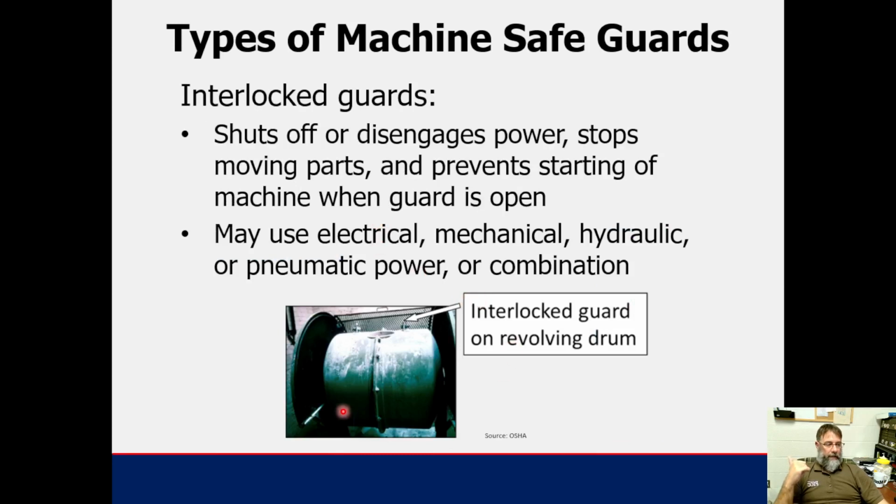Next here, the interlocked guards. It will shut off the machine if the guard is moved. My CNC machines have interlocked guards, so if the door is open, the machine will actually shut off. It doesn't shut the machine off, but it stops all motion. And some of them are actually locked to where you can't open it while the machine is running. Some of the older ones that I have are not locked. However, as soon as that door opens, the machine will shut off.